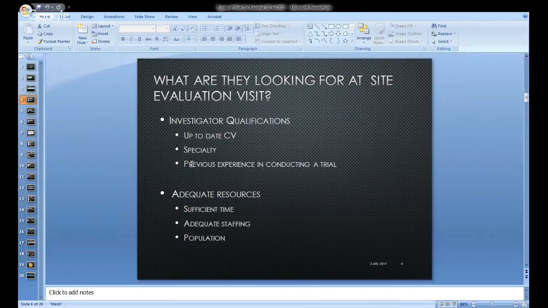Previous experience in conducting a trial, like I just said, we need to be very sure that he or she is very well experienced, at least as a principal investigator or some experience as an investigator. Because when we talk about experience in clinical trials, a person who is well experienced, at least we can ensure that he or she has a good experience.